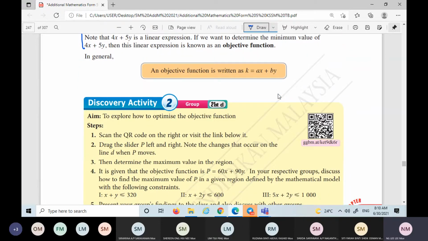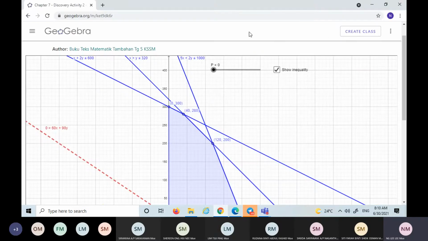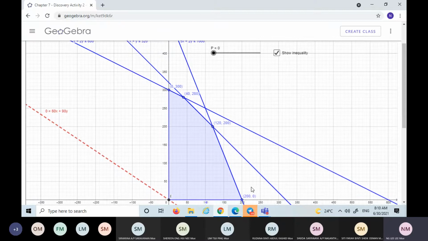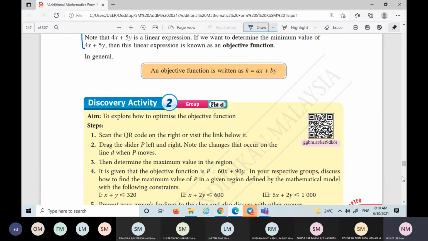But before that, we will see, if k is different, what will happen to the line, to this function graph. We do this activity. Okay, this is the one. If I come back to the textbook, we go to it a bit.